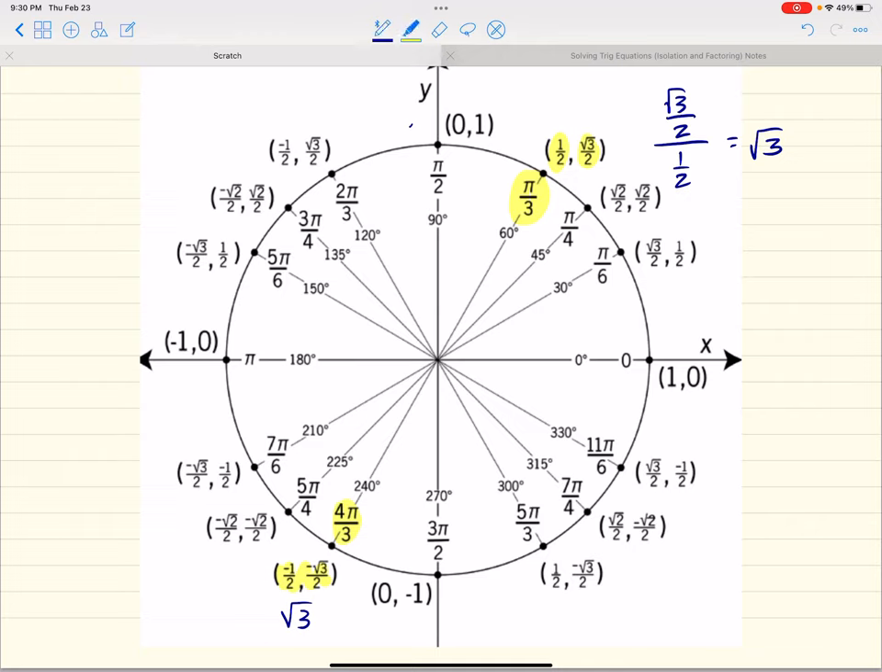So not only positive radical 3, but also negative. So the negative is going to happen when one of the coordinates is negative, but I want the same coordinates, right? Take the radical 3 over 2 and divide it by 1 over 2, but positive, negative, that's going to give me the negative radical 3.